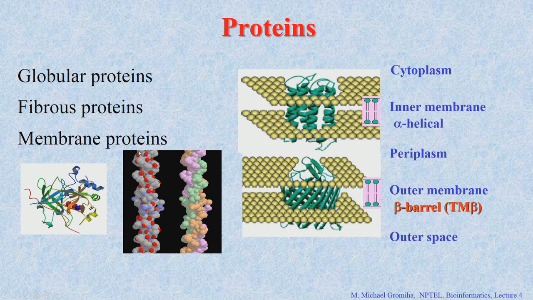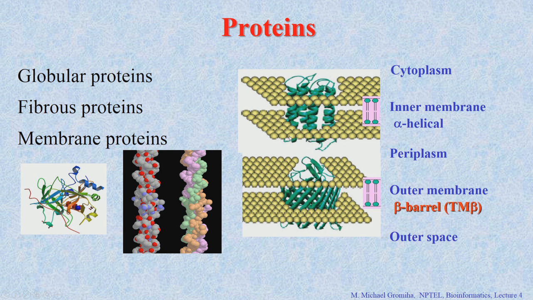The other type of proteins are called membrane proteins. Membrane proteins are proteins embedded in the lipid environment in the membrane region. Here I show examples: this is an example of a globular protein, this is an example of a fibrous protein, where you can see elongated chains, and this is an example of a membrane protein.